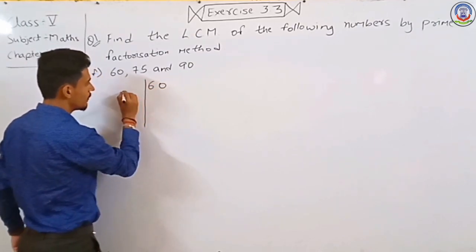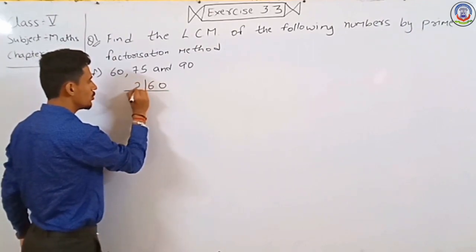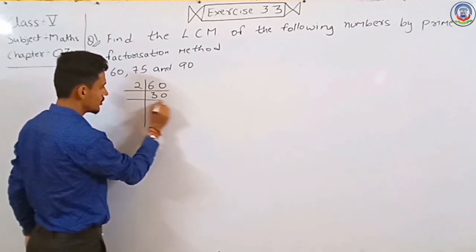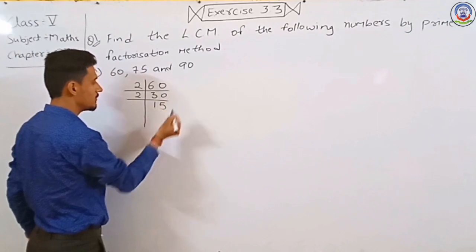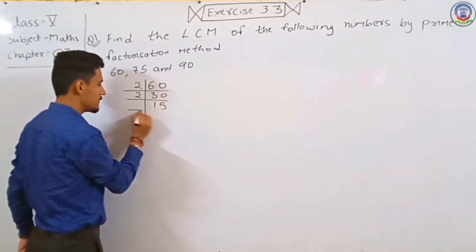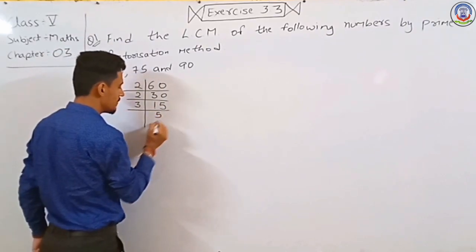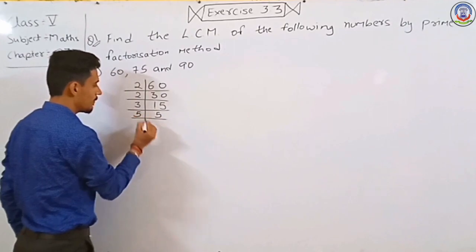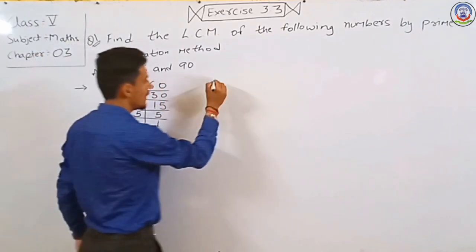So we write 60 and find its prime factors. 60 is divisible by 2, so 2 comes 30 times. Next, 30 is divisible by 2, it comes 15 times. Now 15 is divisible by 3, so it comes 5 times. Now 5 is a prime number, so we write here 5 one time.